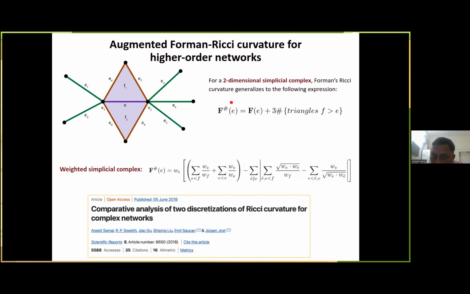That is the relation between what we call the augmented Forman curvature and the formula also for a weighted 2-dimensional simplicial complex, which can be applied. So in general, the theoretical developments that we did show that the measure applies to undirected, weighted, directed graphs, and further to 2-simplicial complexes, which are weighted and unweighted.